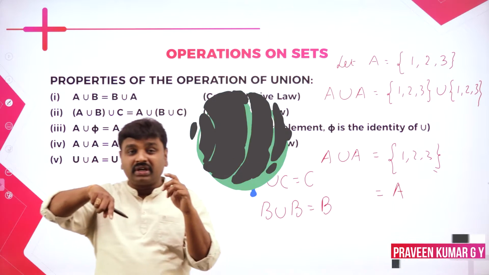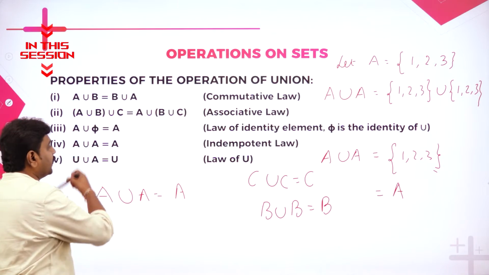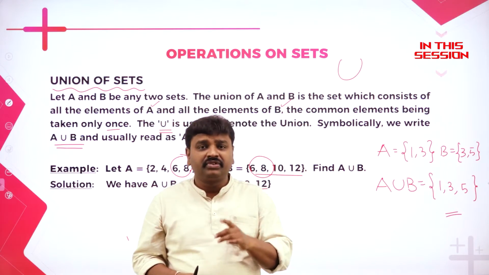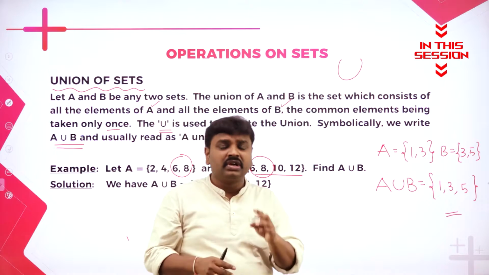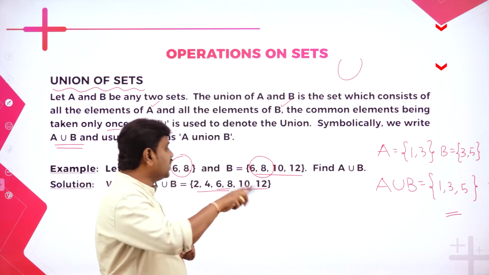When you operate union on the same set, you will get the same set. So this is the idempotent law. A union B is a set which contains elements of A also, elements of B also, but common elements you should take only once. So how to really define it?